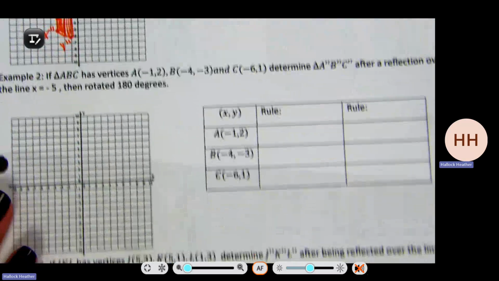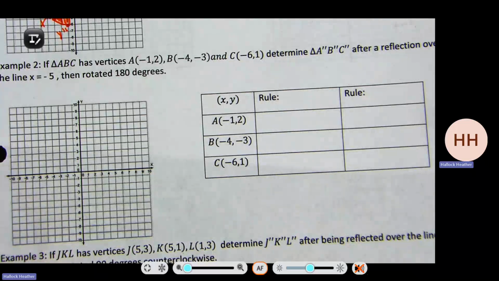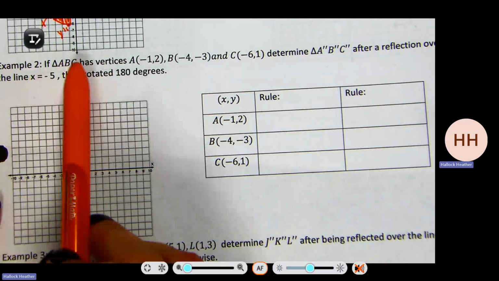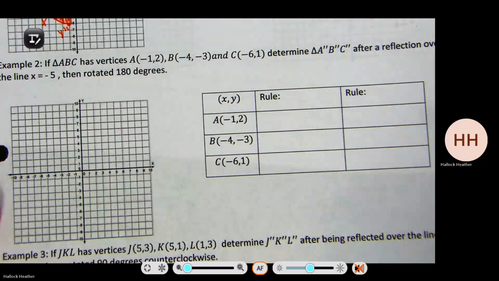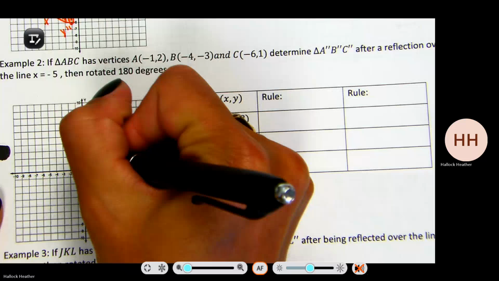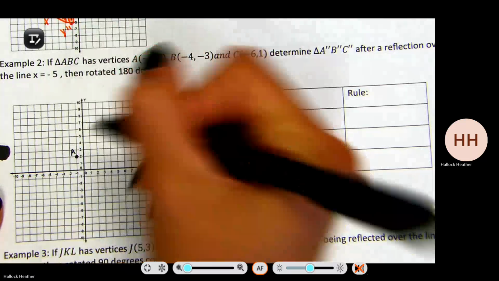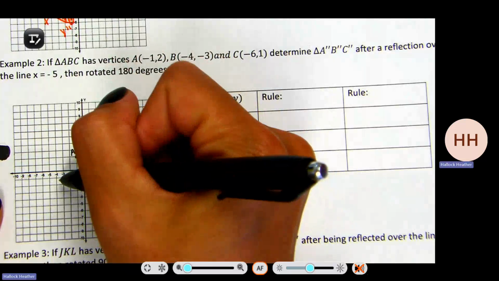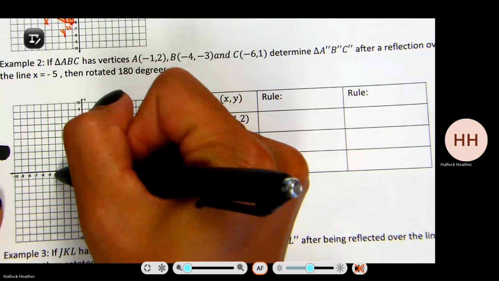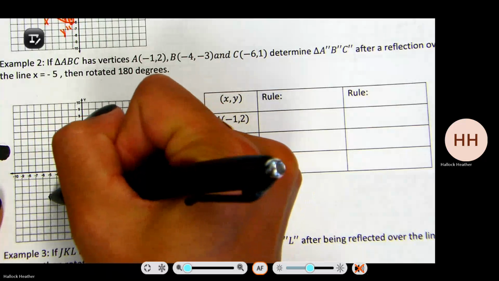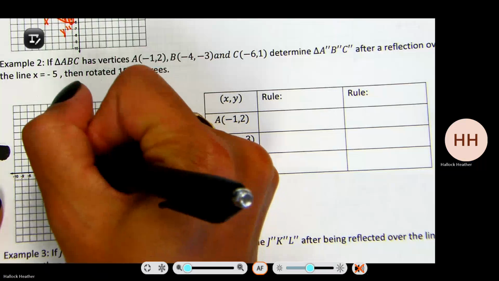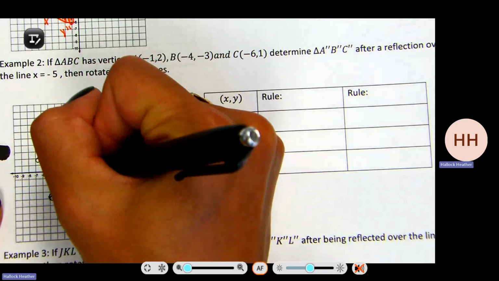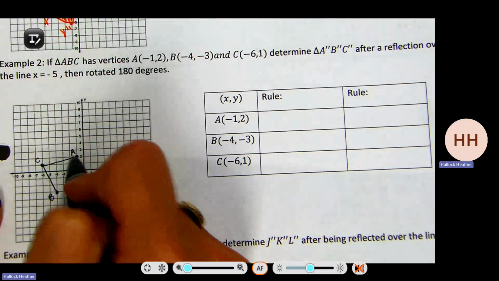Okay, let's do number 2. Number 2 is the last one we're going to do together because this is not terrible. It's nothing new, it's just combining things. So example 2, we're going to plot triangle ABC. B is at -4, -3. C is at -6, 1. So your original triangle should look something like this.